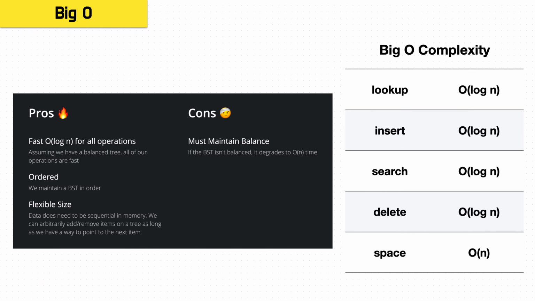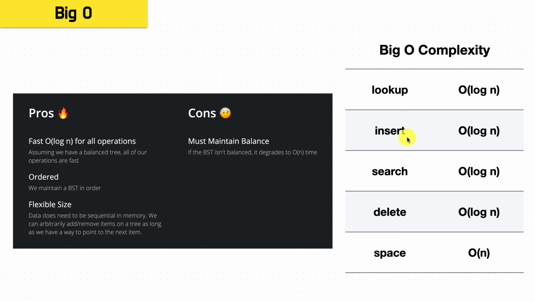So the pros for a binary search tree is that it gets those fast log n operations for all operations. Because we traverse a tree to do all these operations, they're all going to take log n time. If we want to find a node, we can find it in log n time because we're using that sorted order to go right and left and eliminate half the nodes when we're looking for an item.